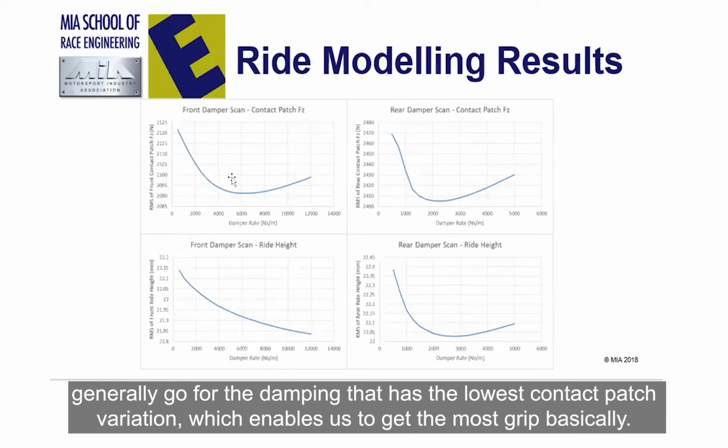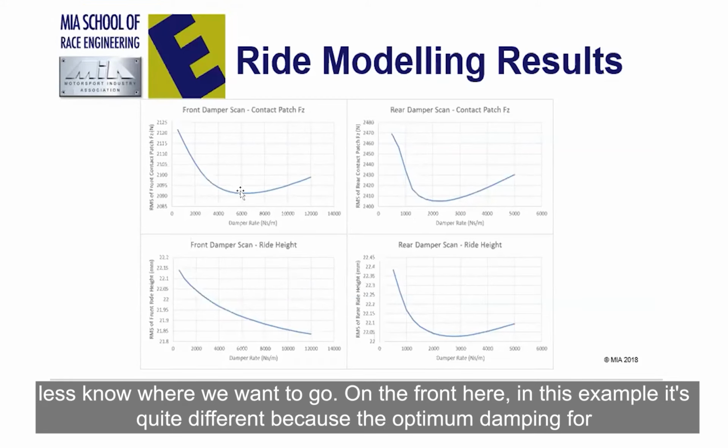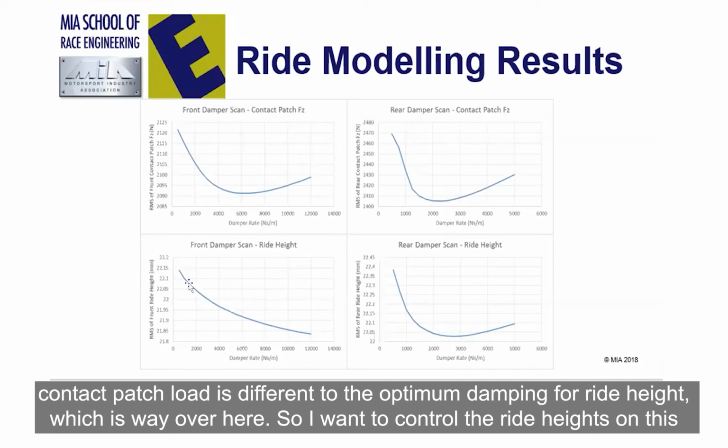And we will generally go for the damping that has the lowest contact patch variation, which enables us to get the most grip, basically. And somewhere like the rear here, where the best ride height and the best contact patch occur at the same time, that's very good. We more or less know where we want to go. On the front, in this example, it's quite different, because the optimum damping for contact patch load is different to the optimum damping for ride height, which is way over here.